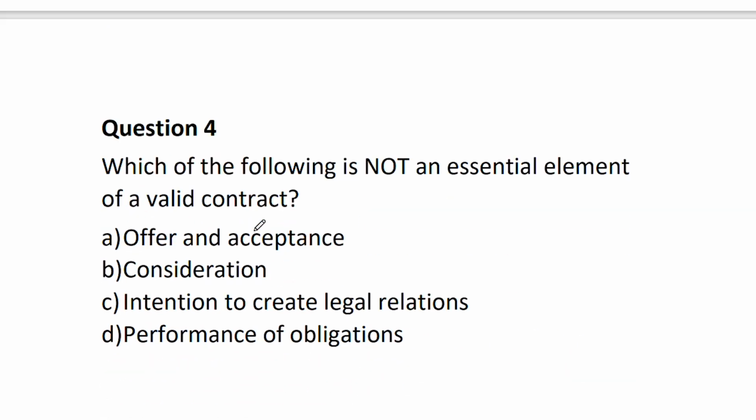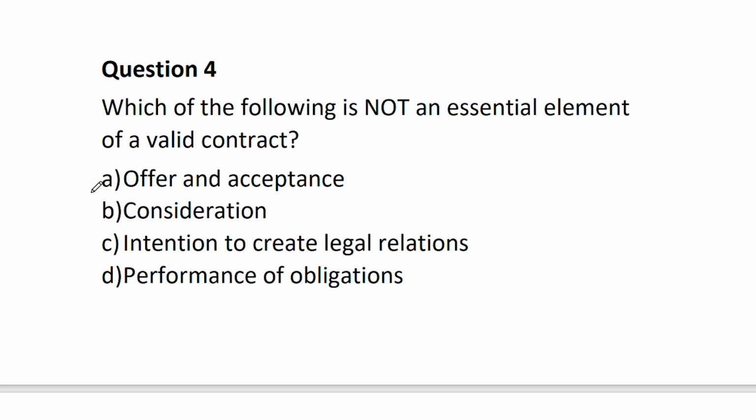Which of the following is not an essential element of a valid contract? Well, there has to be an offer, there has to be acceptance, there has to be consideration, there has to be an intention to create a legal relation. Now, the answer is D. Why? Because performance of an obligation is not an essential of a valid contract. But, okay, and this is why you need to be careful, right? A contract must be capable of performance. Otherwise, it just becomes a void contract.